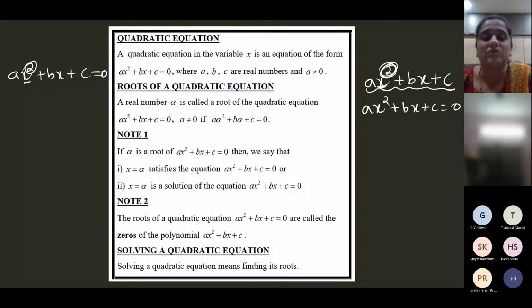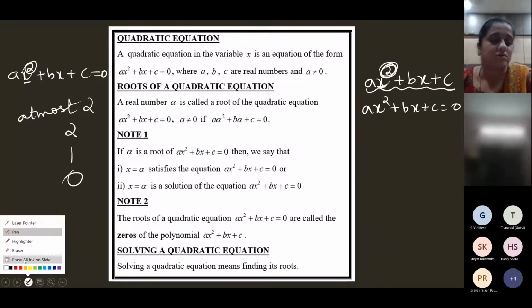See, we say that a quadratic equation can have a maximum of two roots. So it need not in all cases have two roots. It'll have a maximum of two, which means the number of roots can be 2, 1, or even 0. You must have come across this term, at most. A quadratic equation has at most two zeros, two roots, two solutions. So at most two, meaning it can have 2, 1 or none, no zeros.